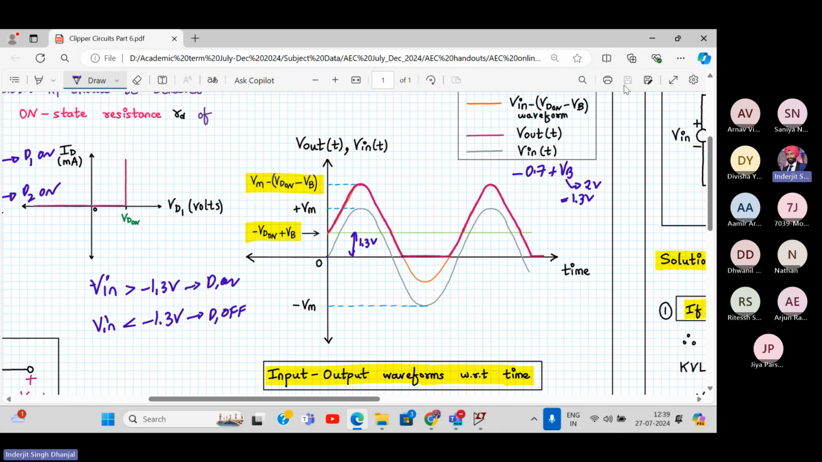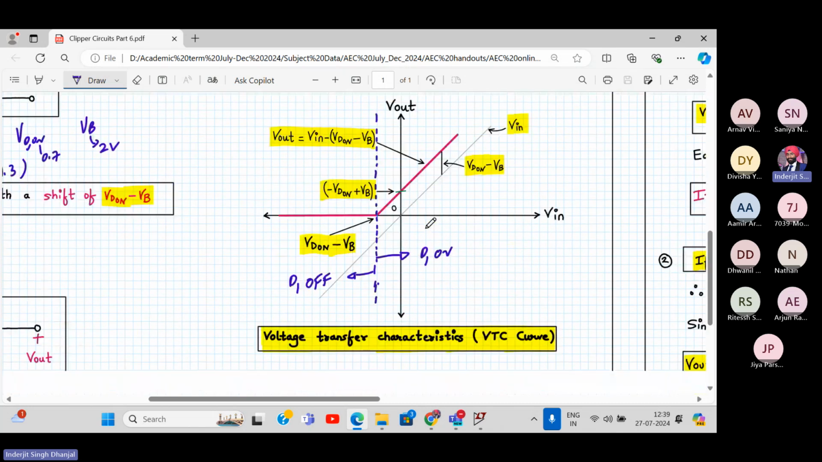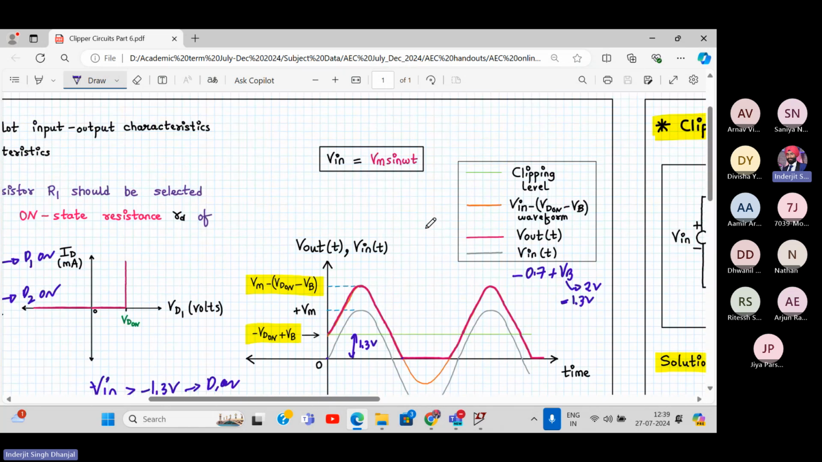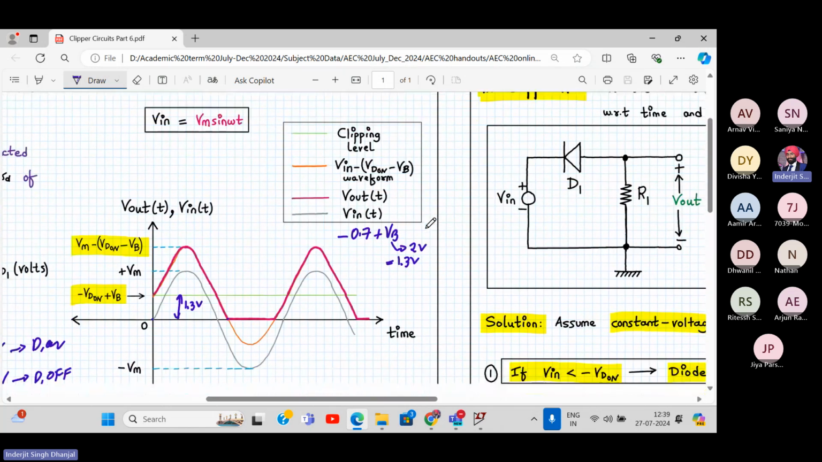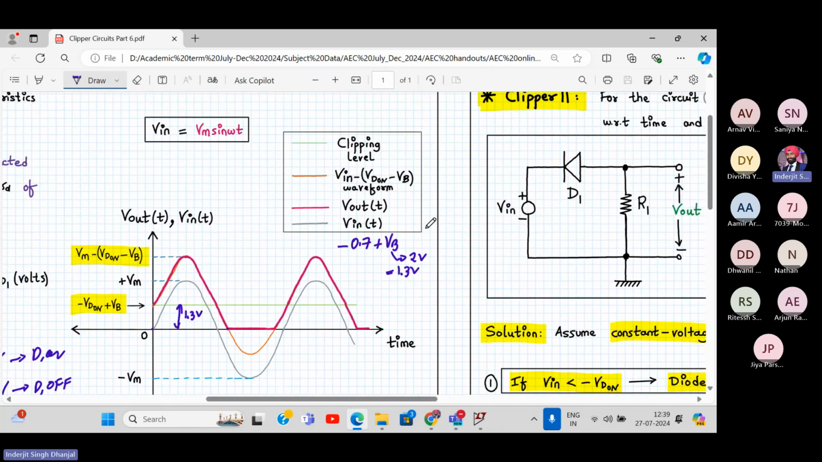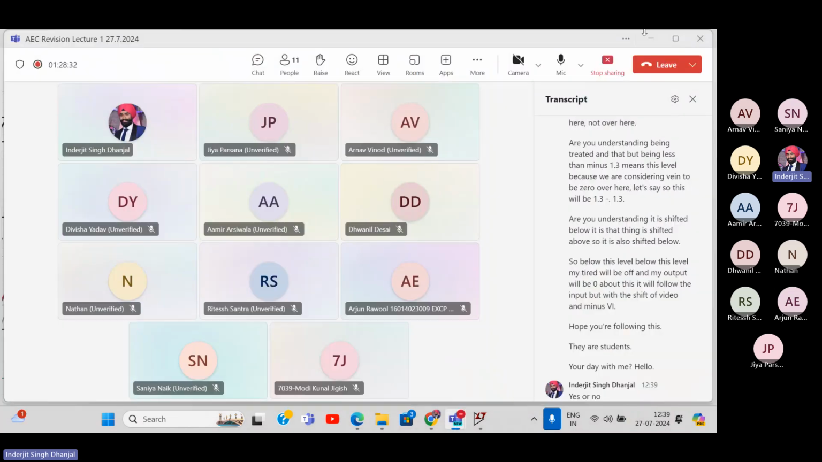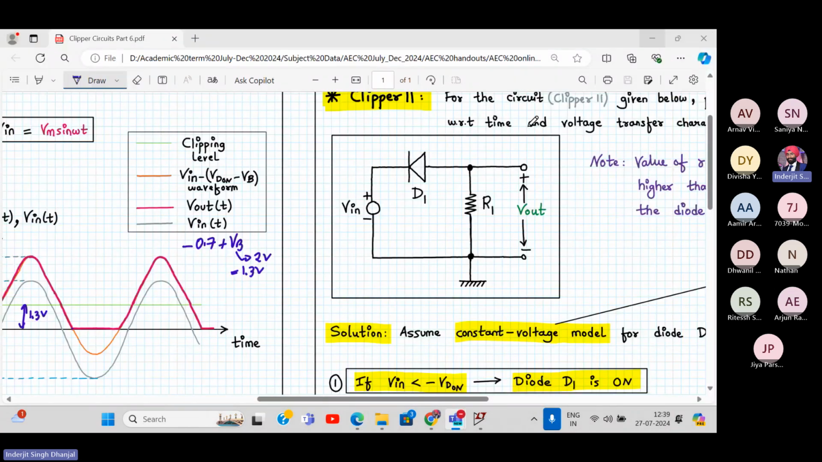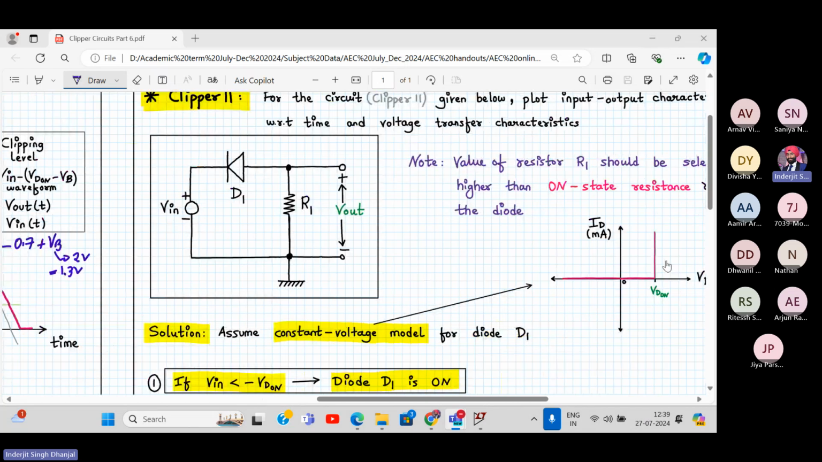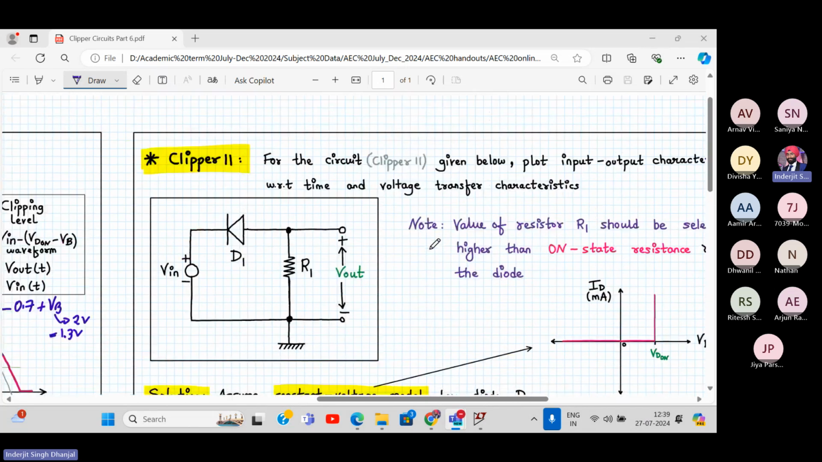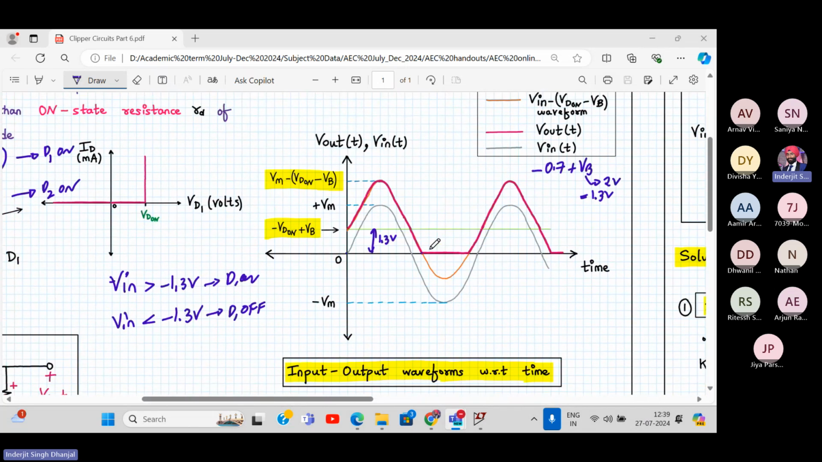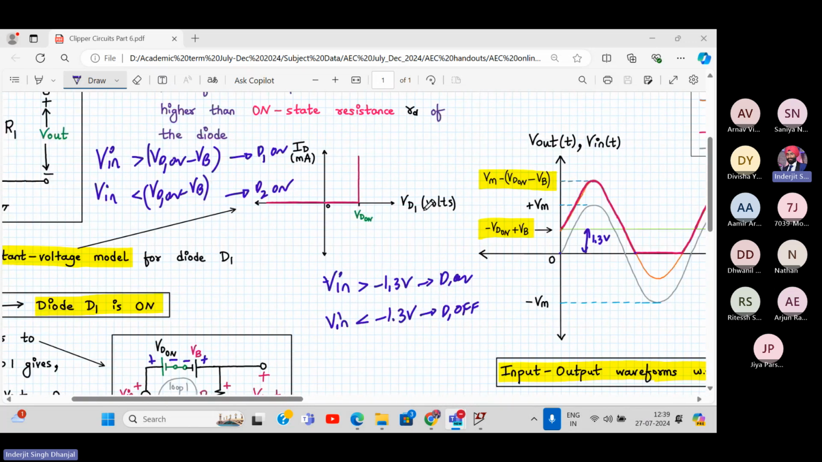Yeah, students? You're there with me? Hello? Yes or no? Little bit you're following? Just a reply will ease my queries. You're finding any difficulty in understanding these clipper circuits? Anyone?